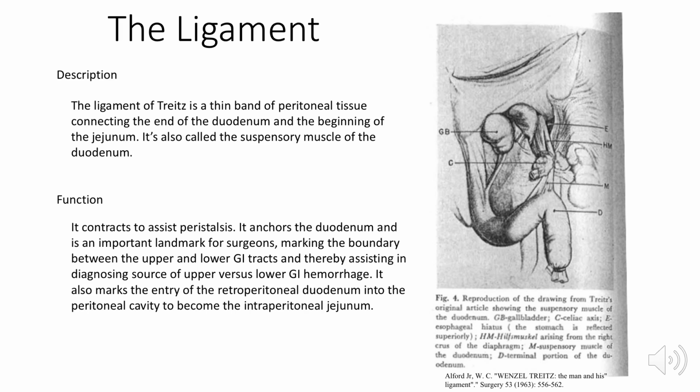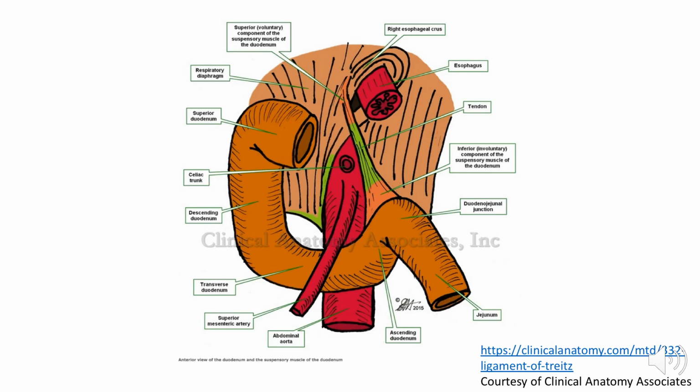It clinically helps surgeons distinguish the boundary between the upper and lower GI tracts, and the entry of the retroperitoneal duodenum into the peritoneal cavity to become the intraperitoneal jejunum, and it's sometimes useful for helping to diagnose the source of GI hemorrhage. Here's a cartoon, again, courtesy of Clinical Anatomy Associates, that shows the ligament arising from the right crus as a skeletal muscle, and then the green portion is tendon, and finally the smooth muscle attaching to the junction of the duodenum and the jejunum.